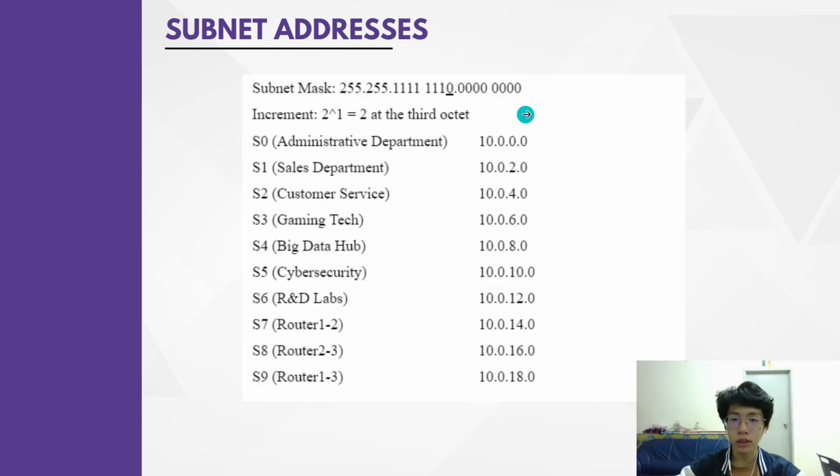With this, we can start finding out the subnet addresses of the subnets. The first subnet will be the network address that is given, and then for the rest of the subnets, we can count by using the increment. So for the second subnet, we plus 2 at the third octet, and then for the third subnet, we plus 2 again, and then 2 again for the next, and so on, until we find all the subnet addresses for all our subnets.